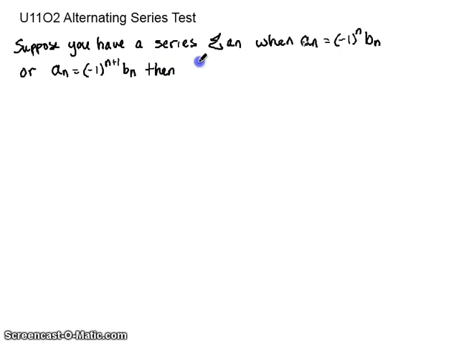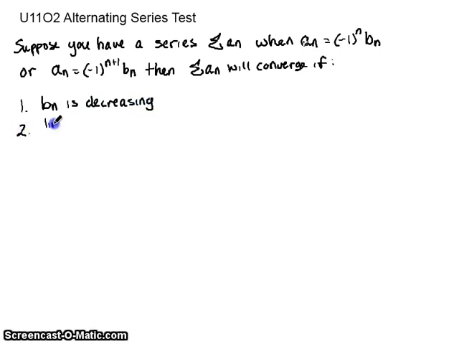Then your original series will converge if the following two things happen. 1, B of n is decreasing. And 2, the limit as n goes to infinity of B of n equals 0. If those two conditions are met, then your alternating series is going to converge. So let's look at an example, and then we'll be finished with the video.